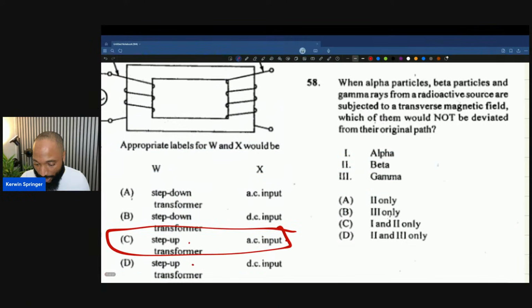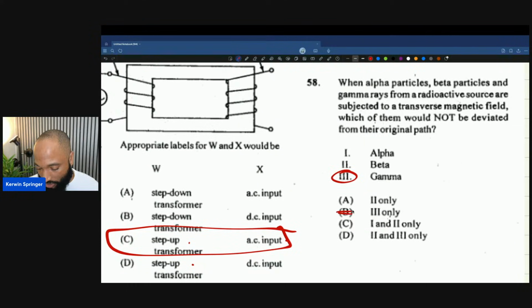Now we move back onto the big people subject. Somebody watching this is like, good, we're behind on the physics syllabus, you confirmed now. When alpha particles, beta particles, and gamma rays from a radioactive source are subject to a transverse magnetic field, which of them would not deviate? That's going to be our good friend Gamma.